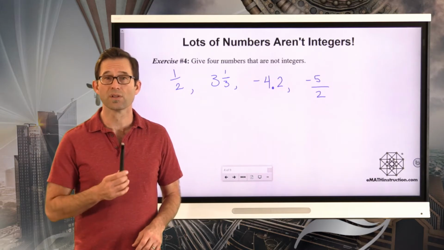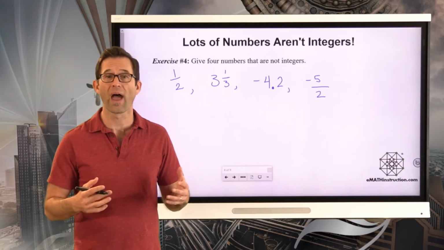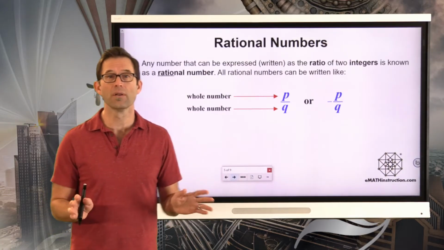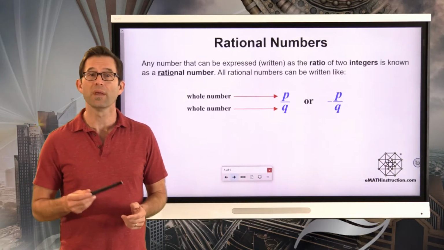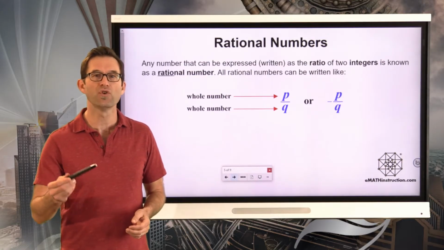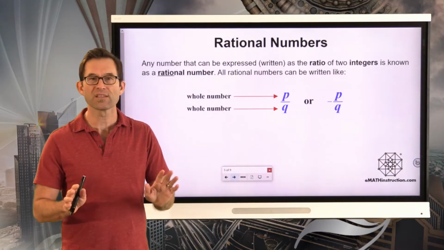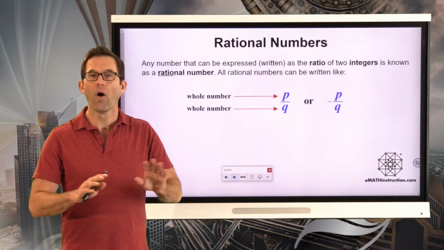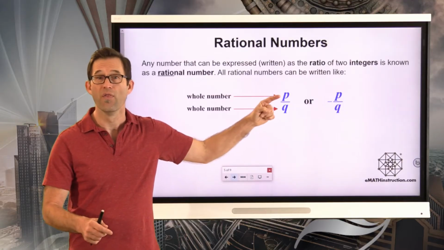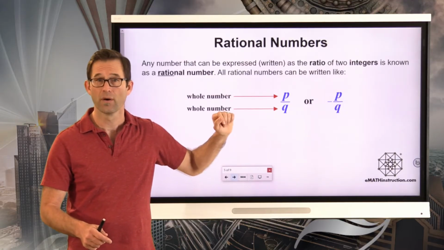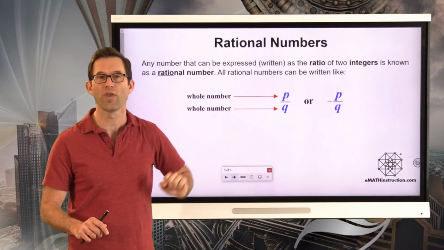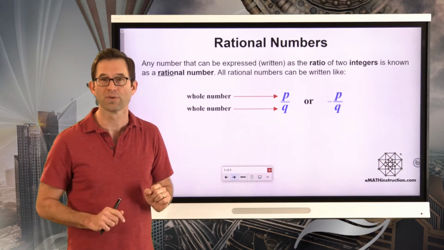Now, let's look at how we define a rational number. A rational number is any number that can be expressed, which means written, as the ratio of 2 integers, right? That's what a rational number is. All rational numbers can be written as fractions, which are ratios, right? It's the numerator to the denominator, a ratio or a fraction where both of these two things are whole numbers.